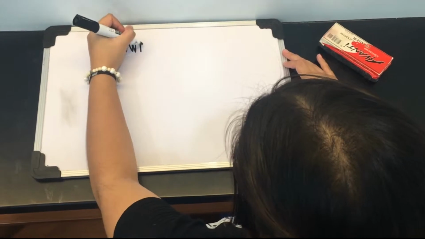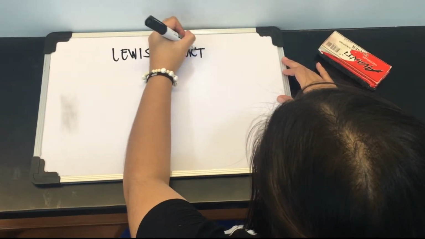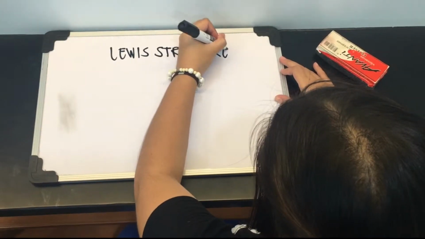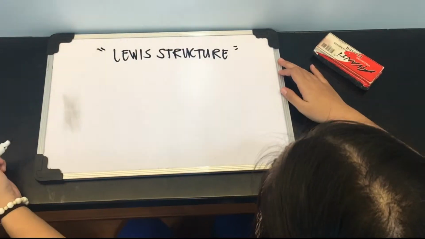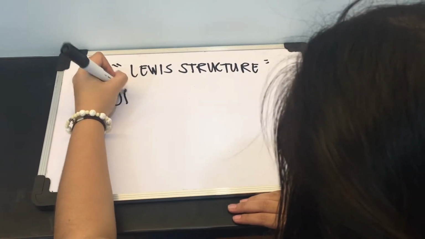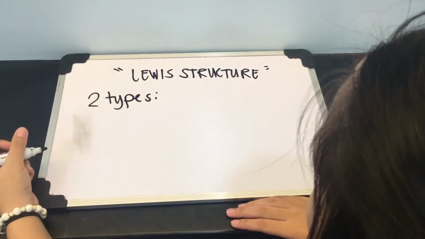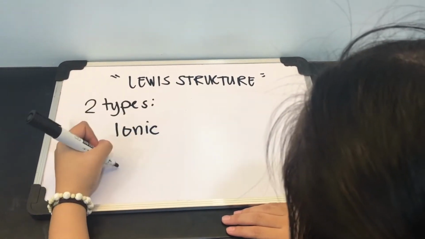This is called the Lewis dot structure. This was named after Gilbert N. Lewis in 1916. This structure makes use of the electron dot diagram and adding lines to show the chemical bonds between atoms. There are two types of bonds that the Lewis dot structure could illustrate. There's ionic and covalent.